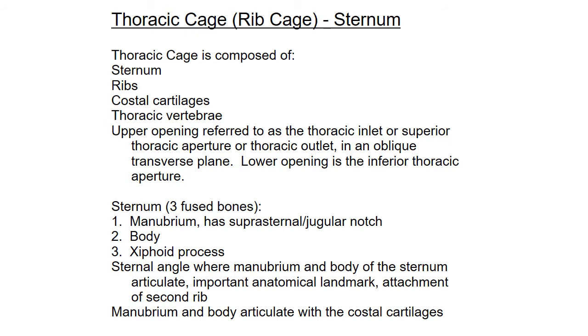Where the manubrium and the body come together, it actually juts out a little bit, and that is an anatomical landmark for you. It's called the sternal angle, and that's where the second rib joins with the sternum. And the manubrium and the body both articulate with costal cartilages. Costal meaning rib, the rib cartilages. And I'll show you a little video after this and show you what those look like on the skeleton here in the lab. So, next slide.